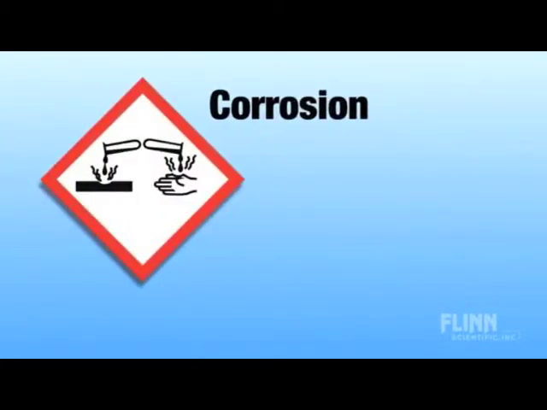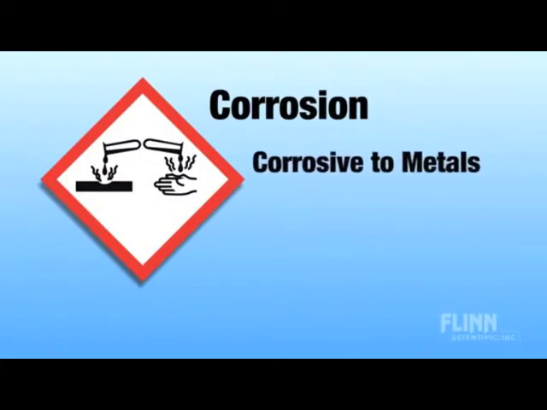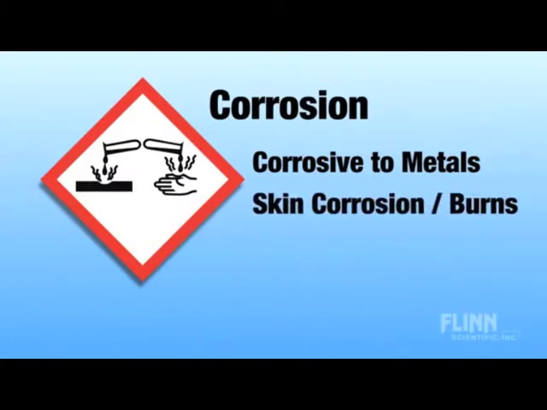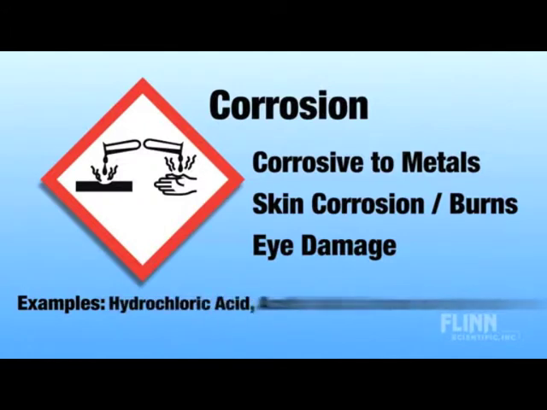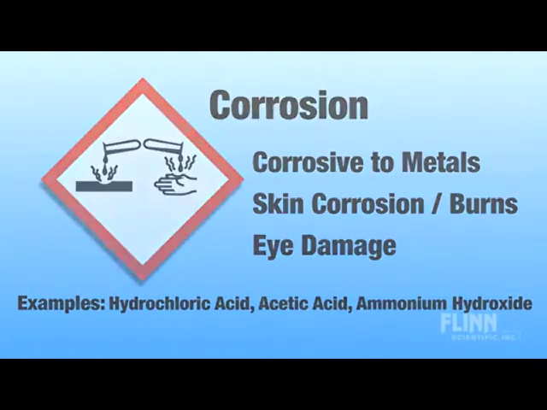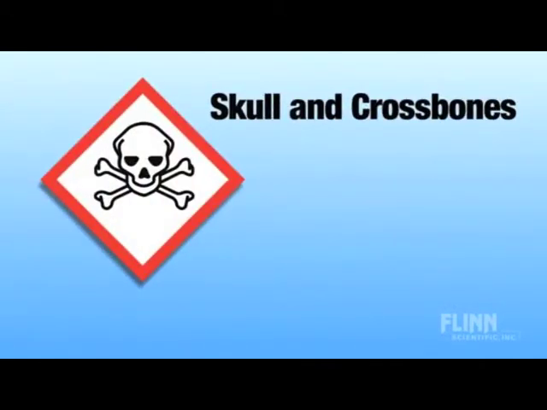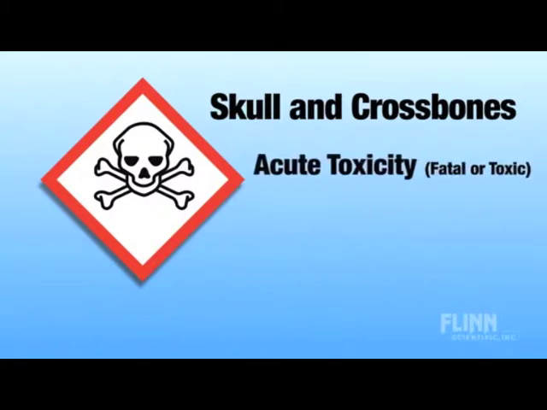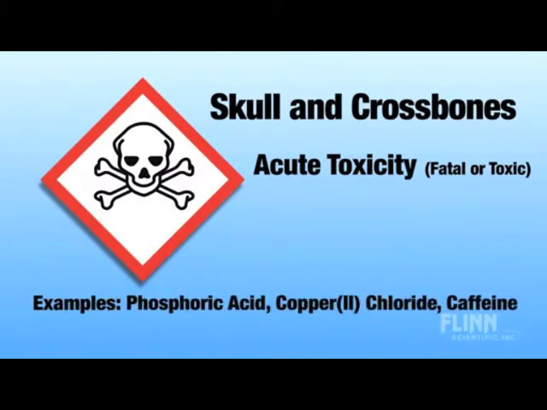The corrosion pictogram is used for both physical and health hazards. It's used for anything that is corrosive to metals or, more importantly perhaps, that will cause skin corrosion, skin burns, and permanent eye damage. An example of a chemical that requires the corrosion pictogram: hydrochloric acid, acetic acid, ammonium hydroxide, and so on. A skull and crossbones pictogram is used for those substances that are acutely toxic, that is, fatal or toxic if swallowed. An example would be phosphoric acid.